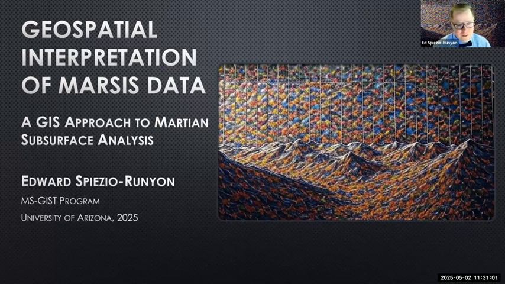Over the past 4 months, I have applied geospatial analysis, machine learning, and radar science to build what I believe to be the first planet-wide GIS-based interpretation of subsurface reflectors from ESA's MARSIS radar aboard the Mars Express orbiter. The work itself is technical, but its implications are scientific, exploratory, and strategic. So this actually supports our understanding of water on Mars and offers tools that may help to guide future missions.